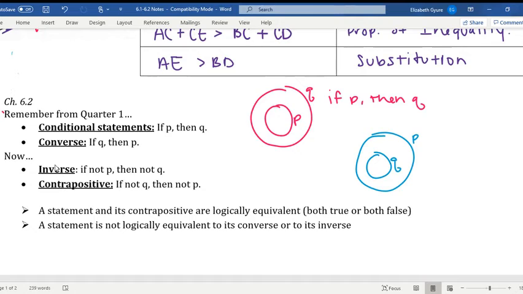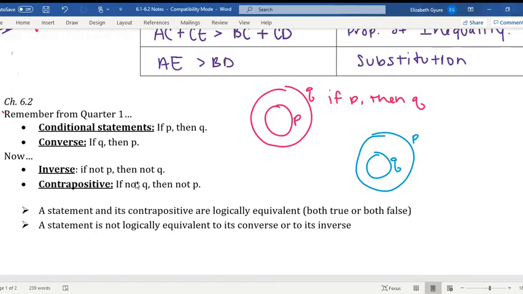Inverse and contrapositive. So inverse is if not P, then not Q. When I say not, think like a negation, right? And sometimes in the statement, you simply add the word not into it. If two lines are not parallel, then they whatever, right? You can literally put the word not in it. I can read you a good example here.